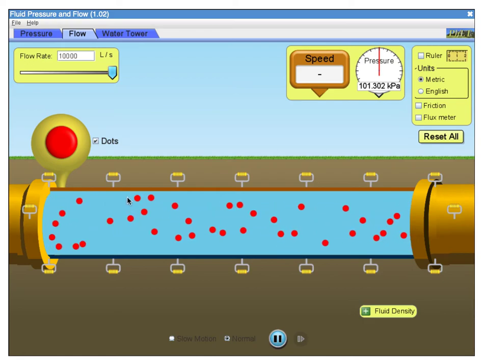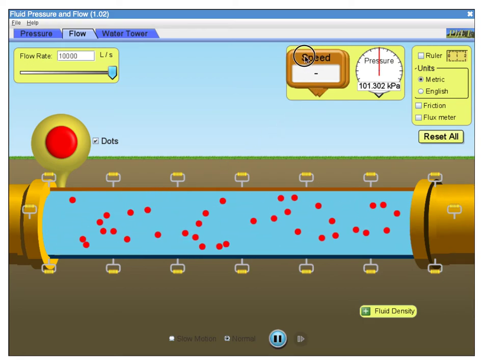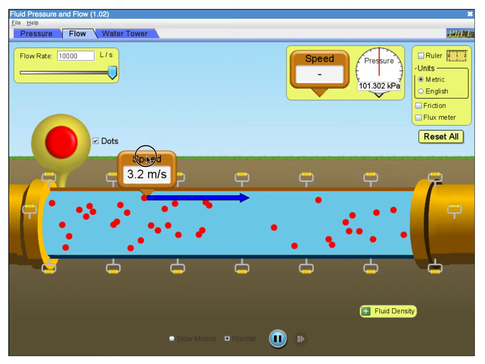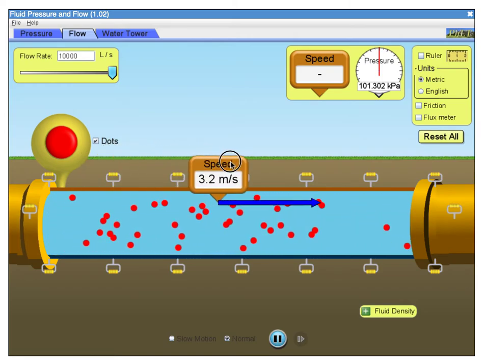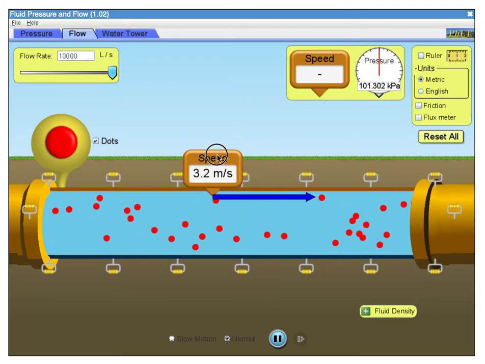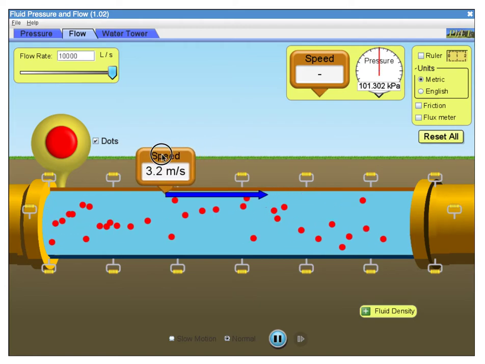So now let's also measure the velocity. In this case here, the velocity should be the same throughout this entire pipe because the size of the pipe is the same. But now let's go ahead and change the area of the pipe and see what's going to happen.